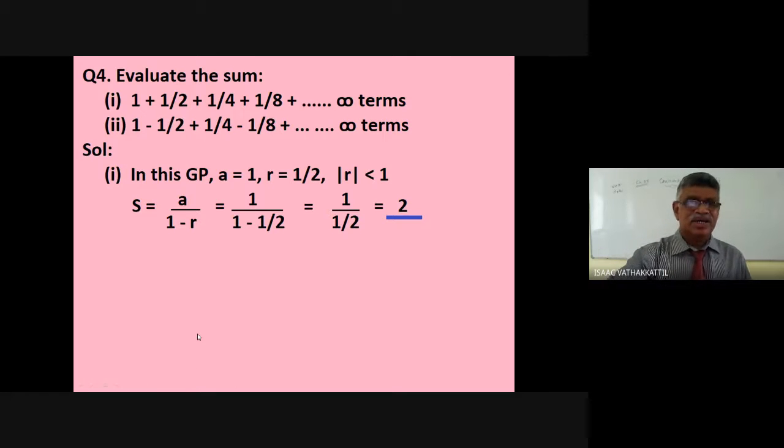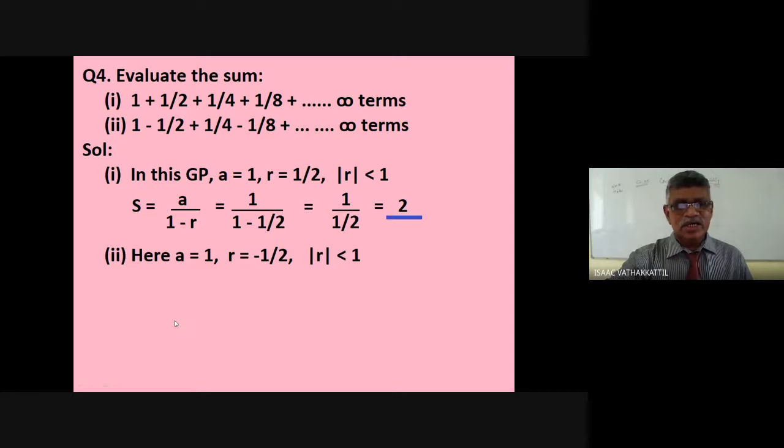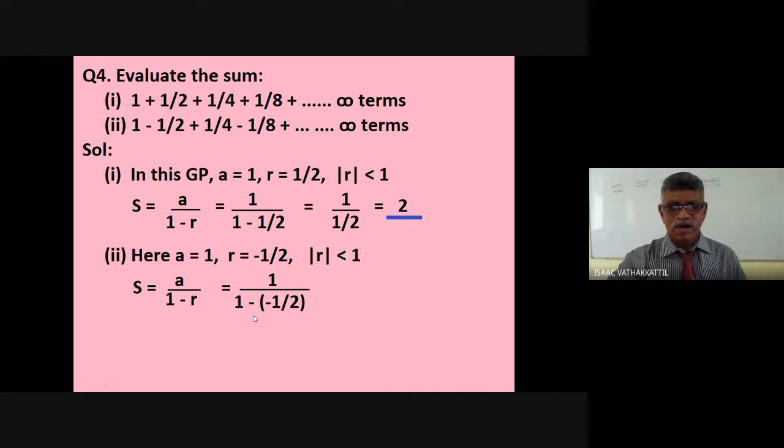Take care. Now the second one is a is 1, r is minus 1 by 2. A into r, further multiplied with minus 1 by 2, you get plus 1 by 4. So first term is 1, common ratio is minus 1 by 2, and mod r is less than 1. So what is the sum here? A by 1 minus r. A is 1. 1 by 1 minus r, or 1 by 1 plus 1 by 2, or 1 upon 3 by 2, which is nothing but 2 by 3.